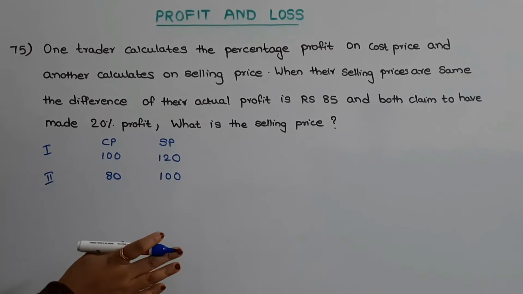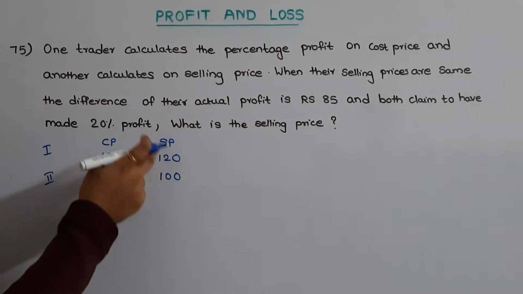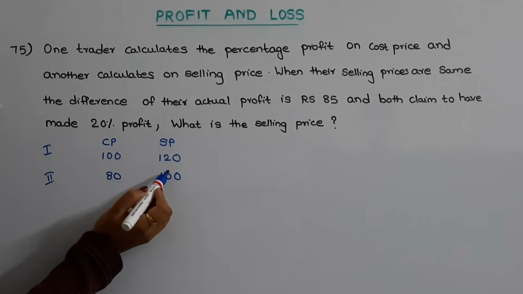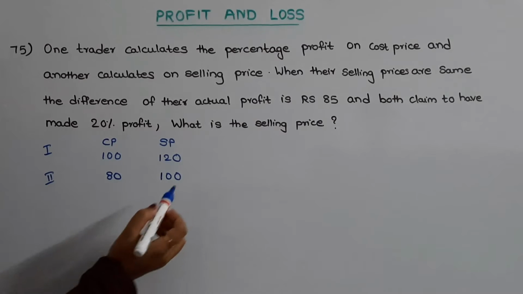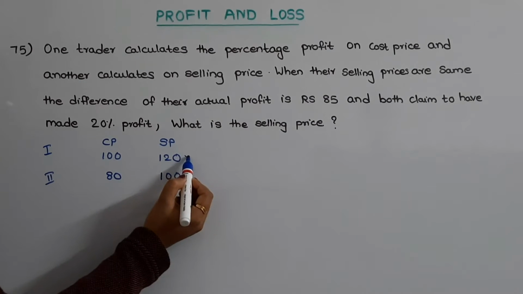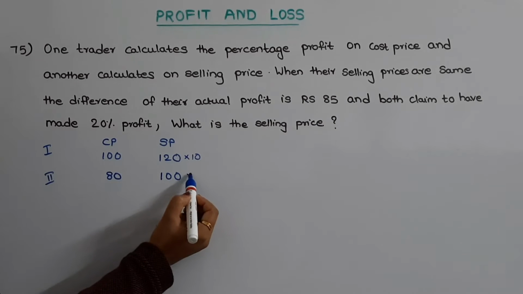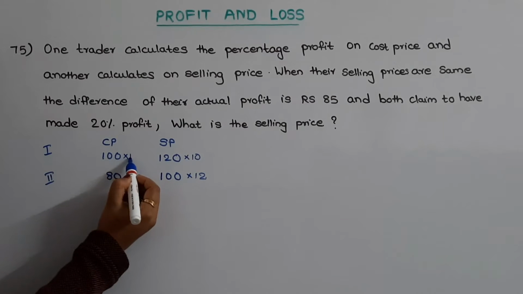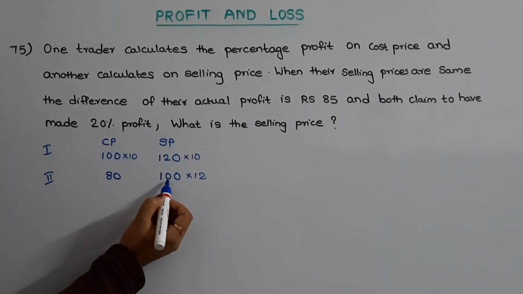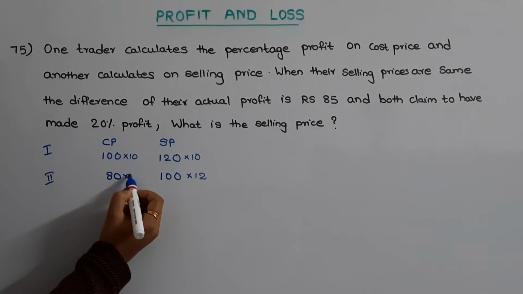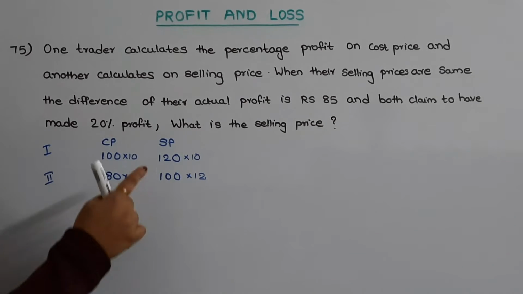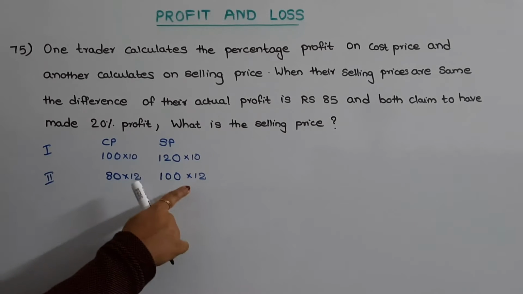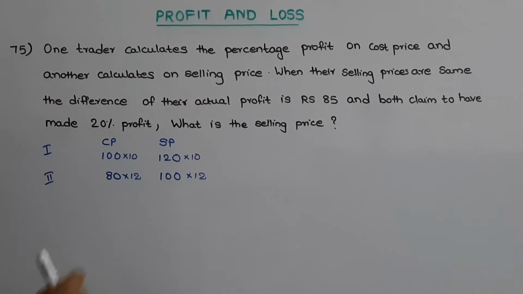Now in the question they are telling that selling prices are same for both the traders. So we need to make the selling price same for both these traders. For that we need to multiply this 120 by 10 and this 100 by 12. When we multiply 120 by 10, we multiply 100 also by 10, and when we multiply 100 by 12, we multiply 80 also by 12. Now the selling price is 1200 for the first trader and for the second trader also it is 1200. So we have made the selling prices same.